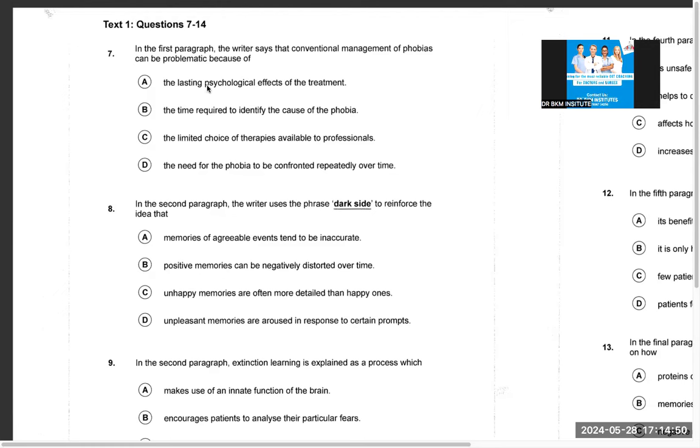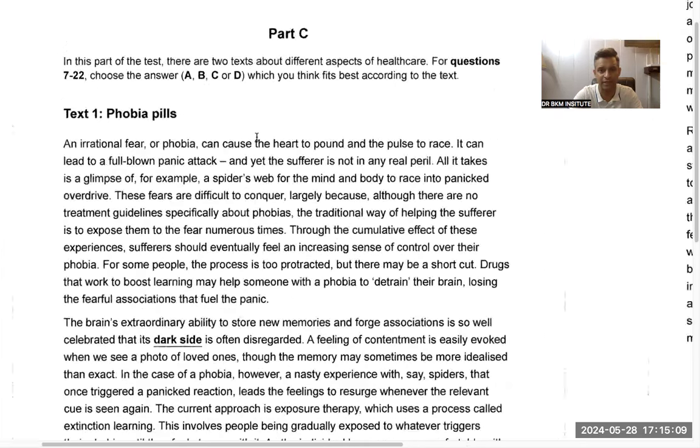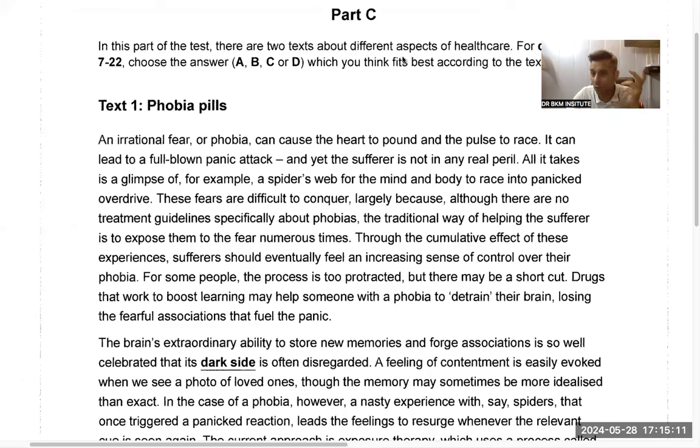I'm doing it for you. So conventional management of phobias can be problematic. That means the older methods are problematic. That means the tone of the question is negative. I'm just going to read the first paragraph for you. Because of. So I have to find a negative reason. That's the only point. I have to find a negative reason in the older methods.